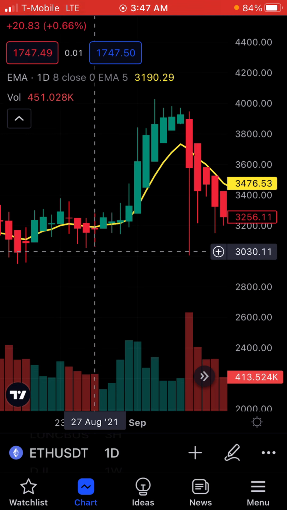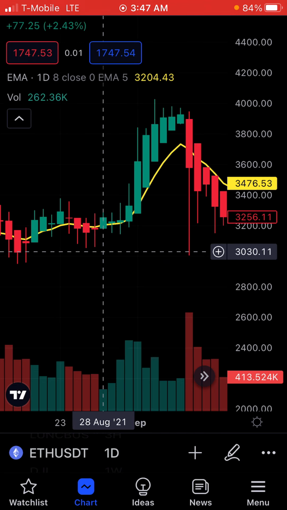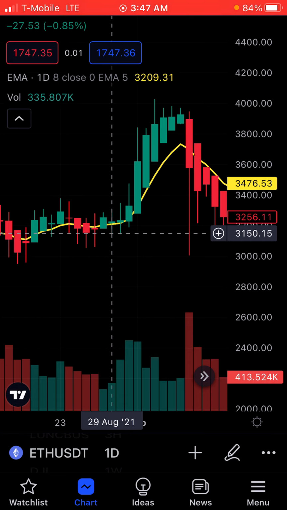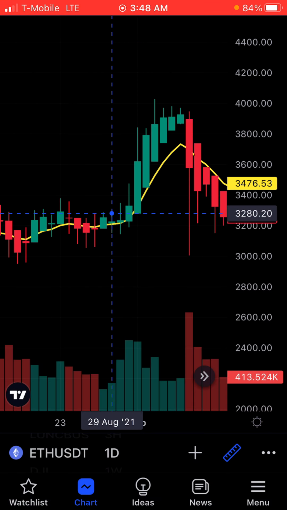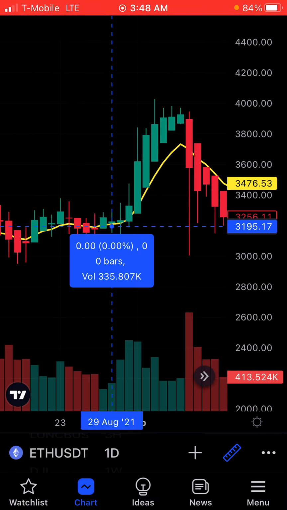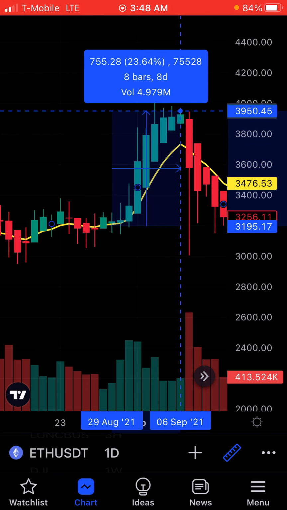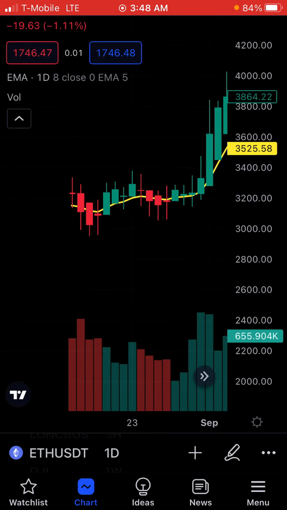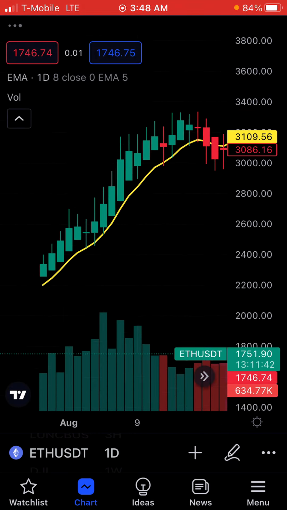See, we got the red bar down there, the green bar. The green bar has 262,000. Then I probably would have got in when it said 335,000. So let's just see what happens, how much this is. So that's 23% in 8 days. Let's look at 2 more examples.